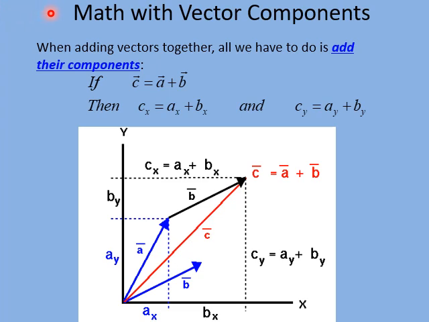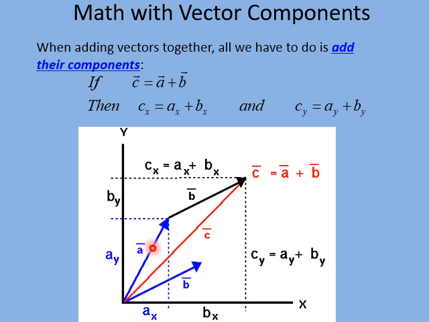One of the nice things about working with vector components is that when we want to do math with them, such as adding or subtracting vectors, it's very simple to do. We don't have to use trig at all. So if we have two vectors in this diagram here, you can see there's a vector A shown here and a vector B shown here.